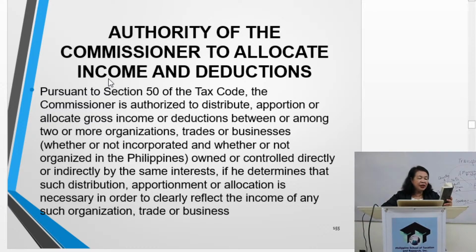Gross income or deductions between or among such organizations, trade or business, if he determines that such distribution, apportionment, or allocation is necessary in order to prevent evasion of taxes or clearly to reflect the income of any such organizations, trades, or business, no? So yun po yung sinasabi ng Section 50, which is the transfer pricing law in the Philippines. Nandyan po yan sa tax code natin. Okay.